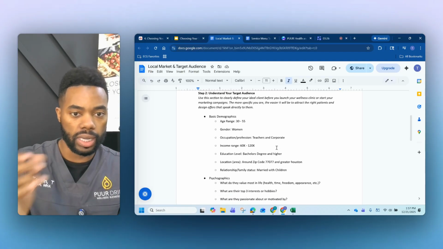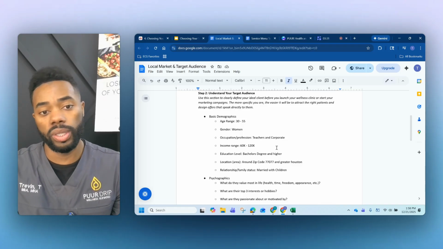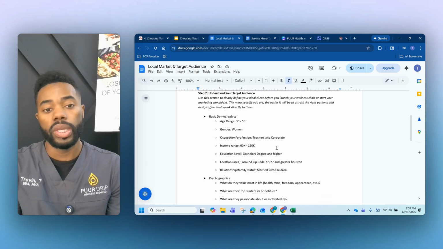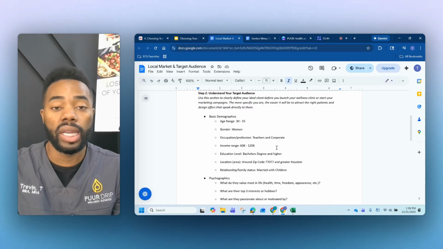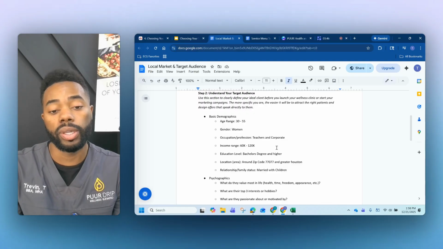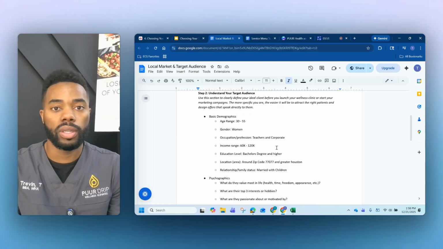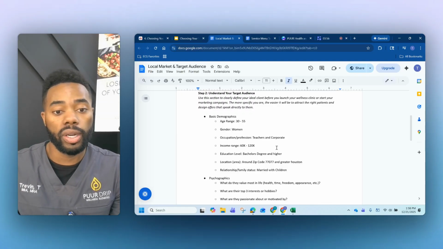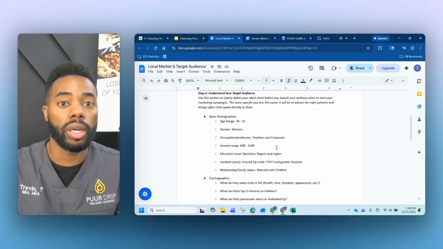I filled a couple of these out for you in alignment with Pure Health and Wellness. The age range that we typically see is 30 to 55. Our gender is typically women. The occupation and profession is typically teachers and people in corporate America. Their income ranges from 60K to 120K. Their education level is usually a bachelor's degree or higher. Location is typically around our address, because we do have a brick and mortar wellness clinic. So the 77077 in the greater Houston area is where most of our patients come from. And for relationship and family status, they are usually married with children.